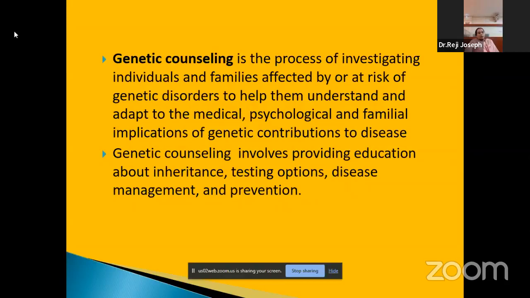Counseling usually has a specific therapeutic focus such as prenatal, pediatric, psychiatric, or cancer genetics. Now we have to know what is genetic counseling. Genetic counseling is the process of investigating individuals and families who are affected or who are at risk of a genetic disorder, and helping them understand and adapt to the medical, psychological, and familial implications of the genetic contribution to the disease. Genetic counseling also involves providing education about inheritance, testing options, disease management, and prevention. Next slide, please.